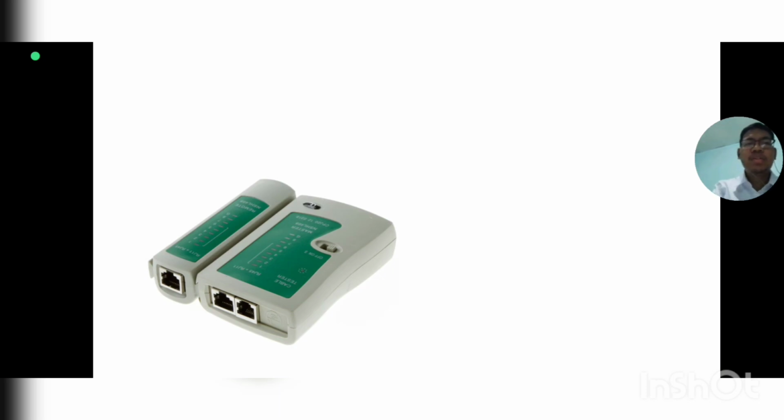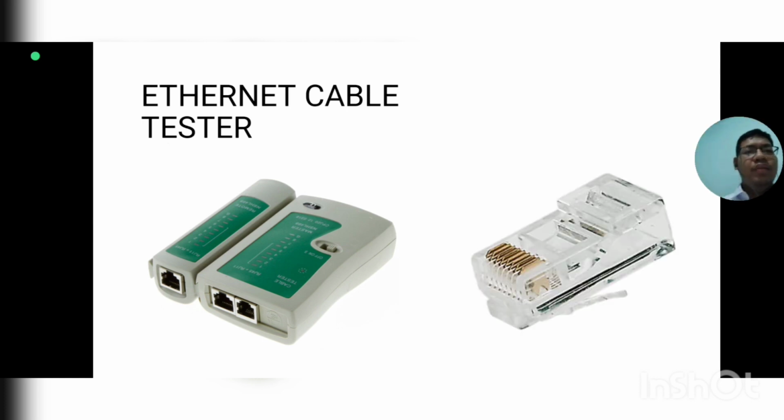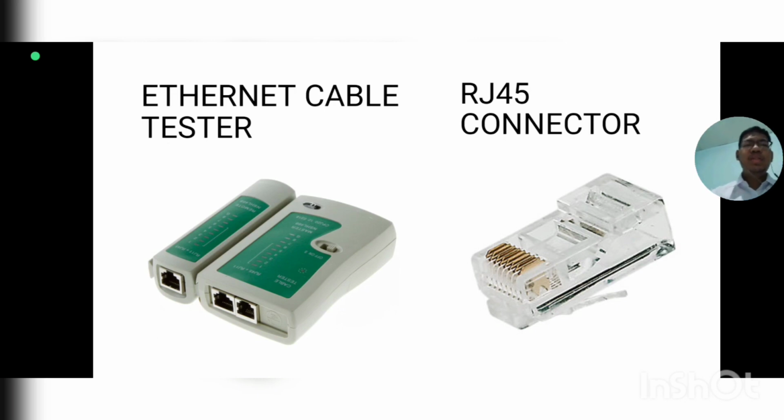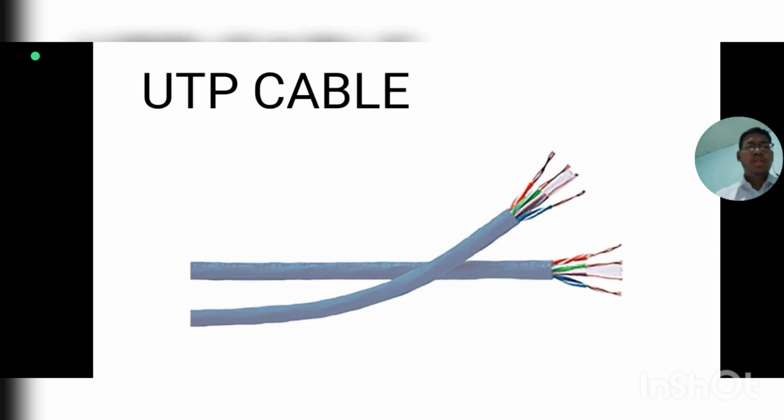What picture is this? Yes, Erlinda. Okay, LAN tester. So what is an Ethernet cable tester? What is the use of this? It is used to test our cables. Very good. So this is an RJ45 connector. It is most commonly used for an Ethernet cable. And lastly, yes, Nico, a UTP cable, which is the cable used in creating our Ethernet.